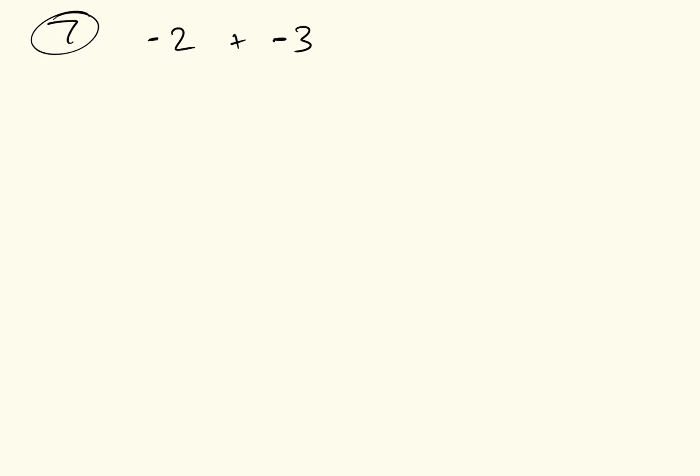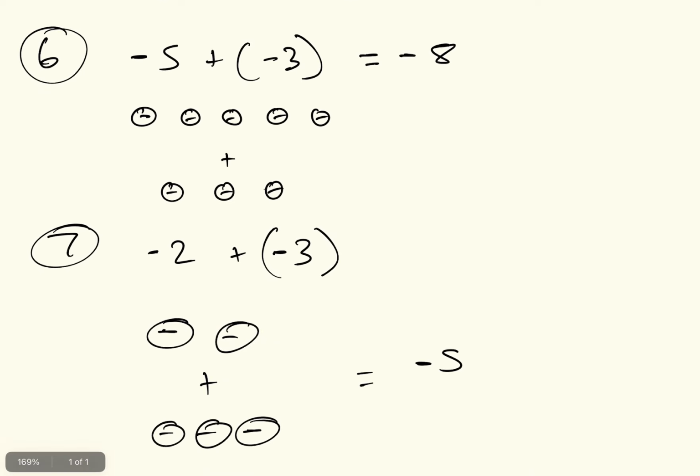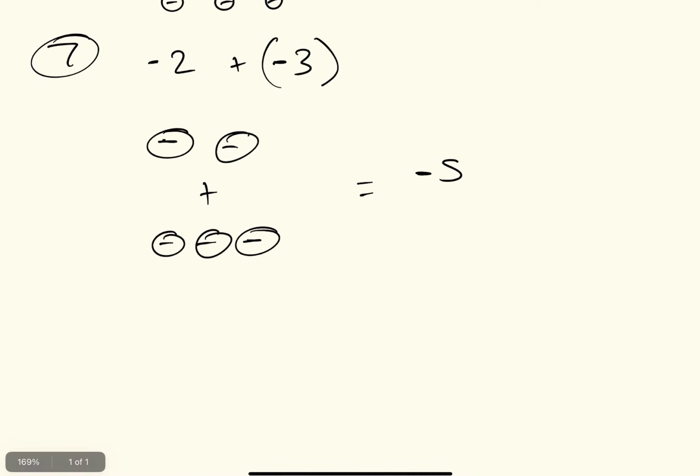Let's try a similar type of question. You have negative 2 plus negative 3 in brackets. Now, feel free to pause and do this on your own, but negative 2 plus negative 3, you have 2 negatives. And you add to that 3 negatives. And you're left with negative 5. You have 5 negatives.